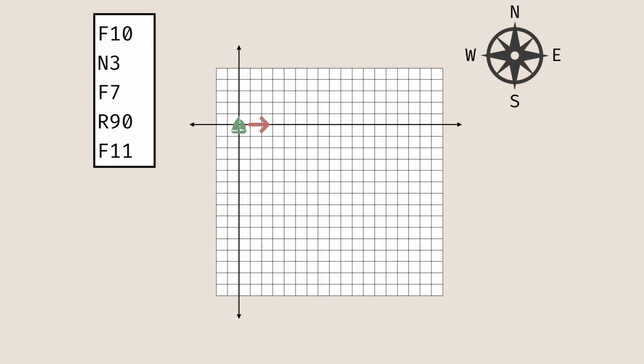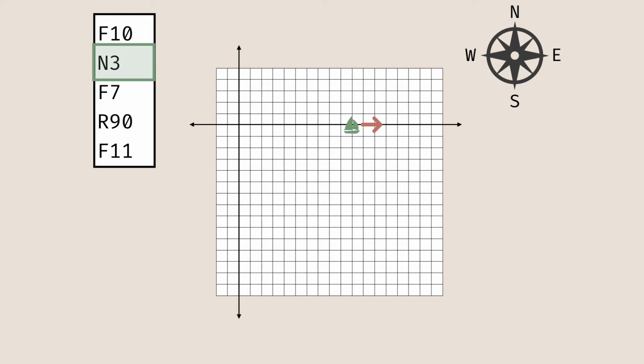Cool. So if I interpret my very first command over here, it says go forward 10 spaces, and that would be based in my current direction, right? So that means I move 10 units to the east, like this. At this point, I can move to my next command, which just says go north 3 units.